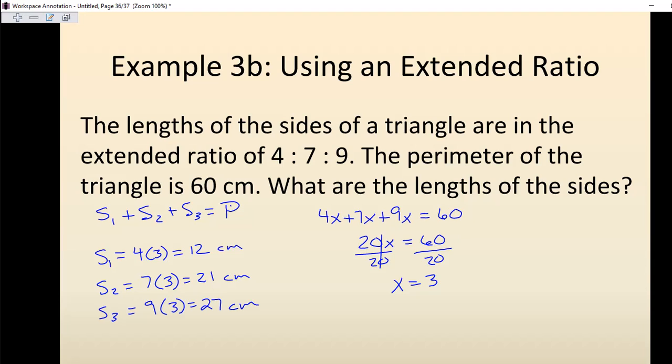All right, so this has the same setup. Add 3 sides up to get our perimeter. 4x plus 7x plus 9x equals 60 to get an answer of x equals 3. We plug that answer back in, we get 4 times 3 is 12, 7 times 3 is 21, and 9 times 3 is 27.